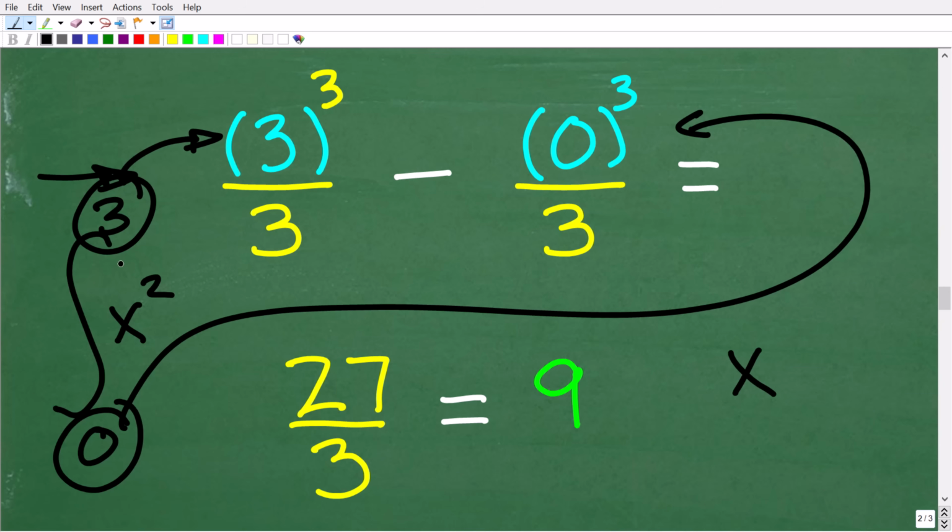Remember, when we did this integration, we got x cubed over 3. So all we're doing here is replacing this x either with a 3 or a 0. All right, so let's go ahead and do this math here.